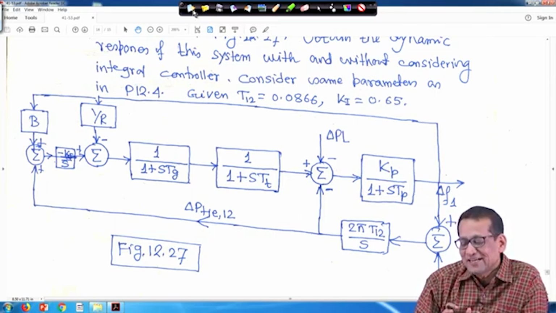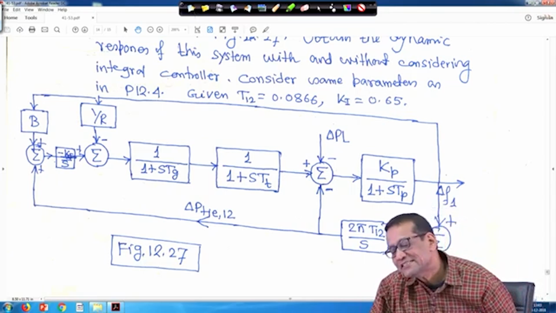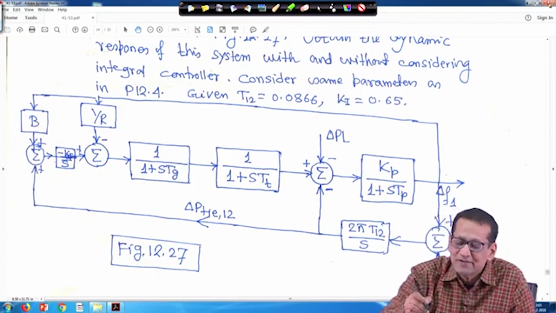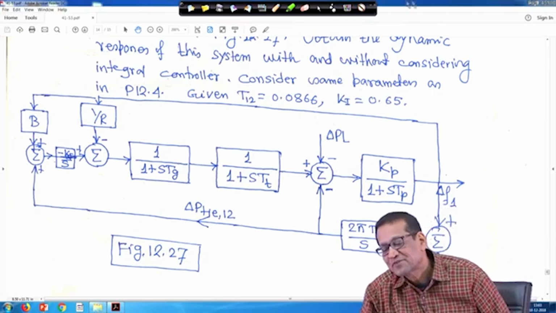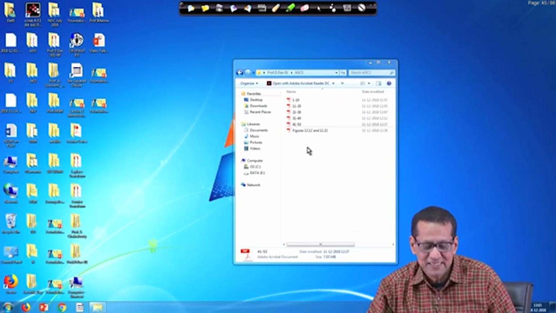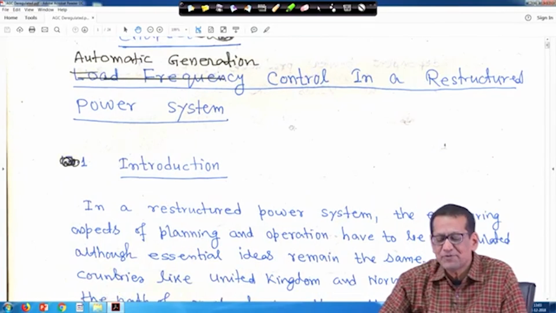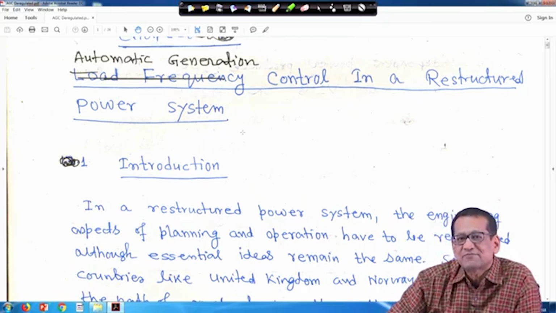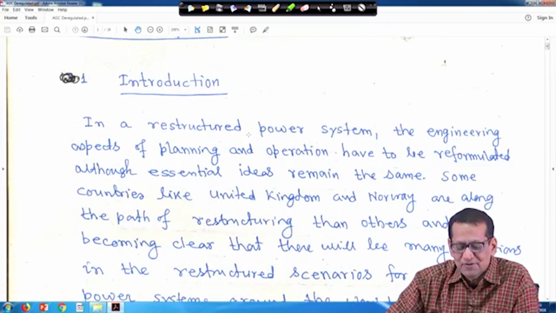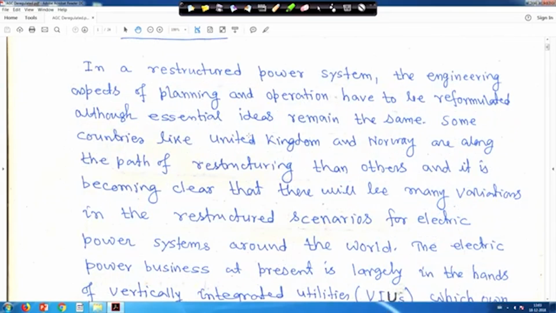So with this, I had to cover the conventional AGC part, because otherwise we will fail to understand the deregulation part, right. So now we will go to AGC in a restructured environment, or deregulated environment. So we call that automatic generation control in restructured power system, that is, deregulated environment. First let us see a little bit of introduction.